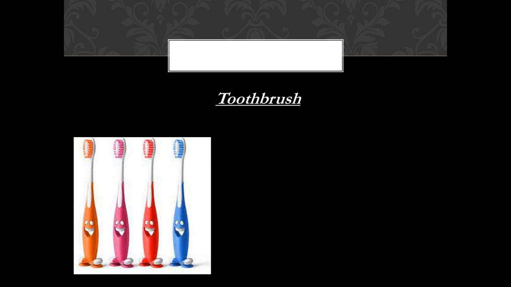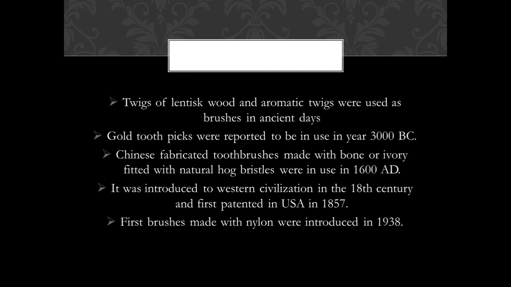So first and foremost, what comes to our brain definitely will be the toothbrush. The toothbrush is the first mechanical plaque control device that the daily routine has to start with, and it even has to end with the toothbrush actually. Coming to the history of the toothbrush, twigs of neem, wood and aromatic twigs were used as brushes in ancient days. Even in some villages today, some people still use these twigs as toothbrushes.